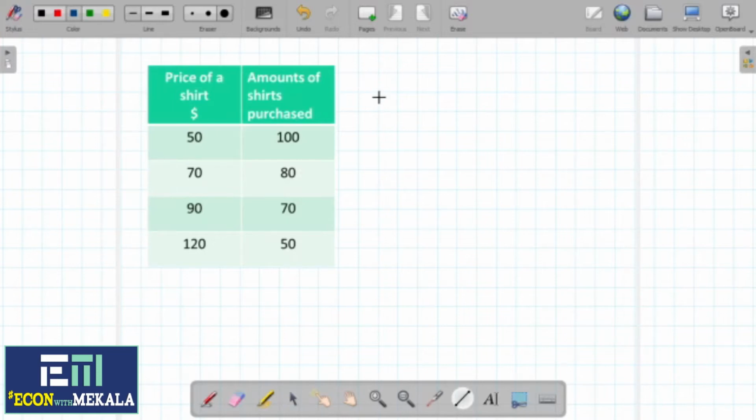Let me start with constructing my y-axis. If I look at my y-axis starting from 50, I have values up to 120. So if I take 40 units by 40 units, I can easily cover 120. So I take 0, 40, 80 and 120.